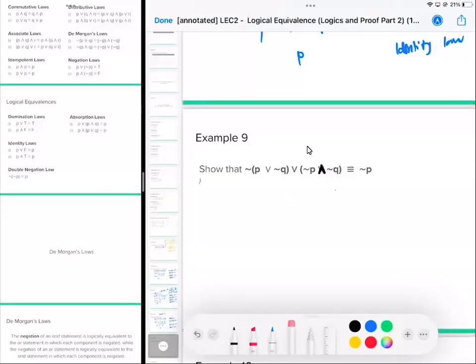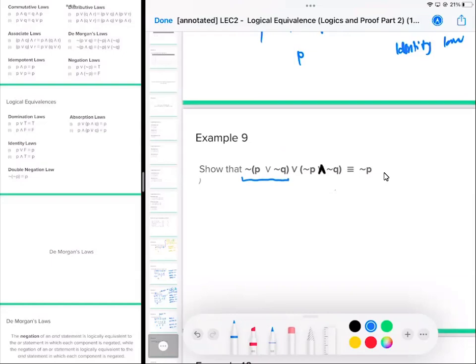We are going to prove that this statement, the not of (not P or not Q), or not P and not Q, is logically equivalent to not P. We will first look at the first statement, the not of (not P or not Q). What we can do is use De Morgan's for this.